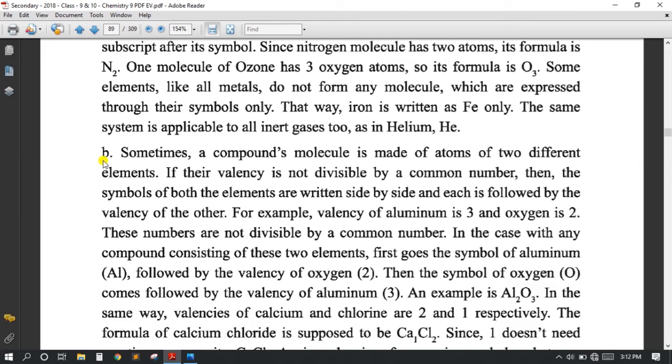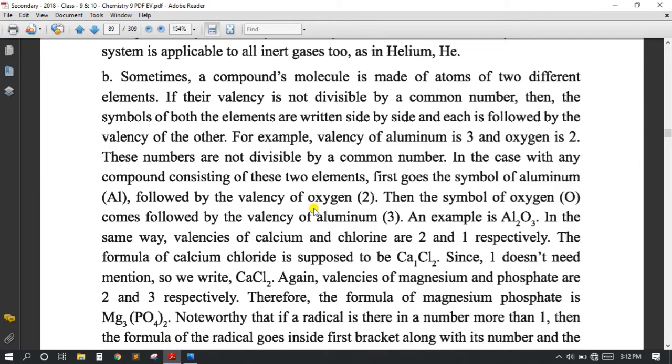And in section B, sometimes a compound is made by more than one element, like calcium chloride, then one atom of calcium and two atoms of chlorine. I already explained this type of thing. If the compound is Al2O3, aluminum oxide, then two atoms of aluminum and three atoms of oxygen.